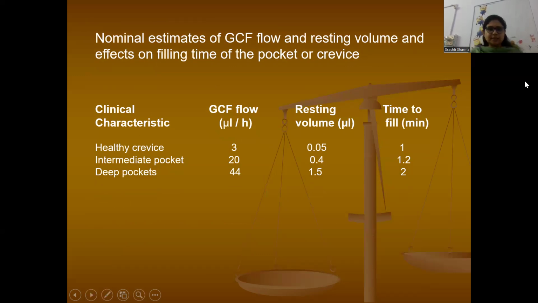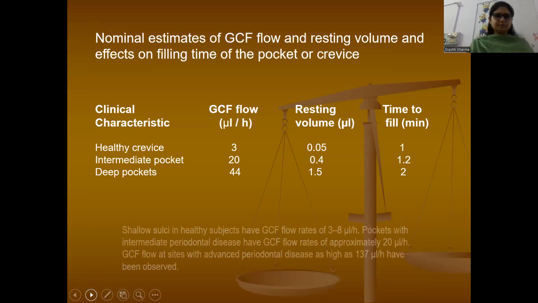Clinical characteristics, GCF flow, resting volume, and time to fill. In a healthy sulcus, GCF flow was 3 microliter per hour, resting volume was 0.05, and time to fill was 1 minute. In an intermediate pocket, GCF flow was 20, resting volume was 0.4, and time to fill was 1.2 minutes. In deep pockets, GCF flow was 44, resting volume was 1.5, and time to fill was 2 minutes.